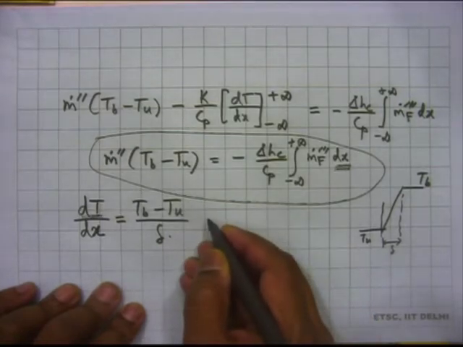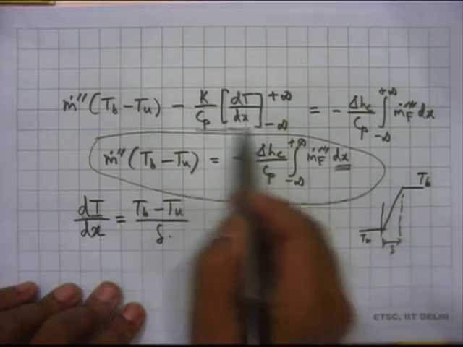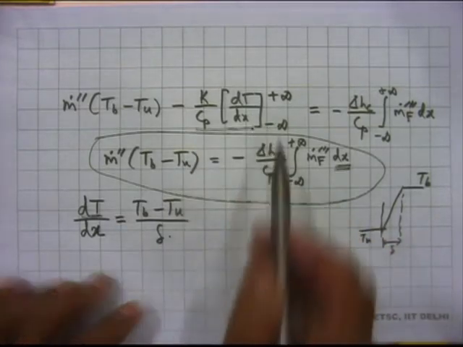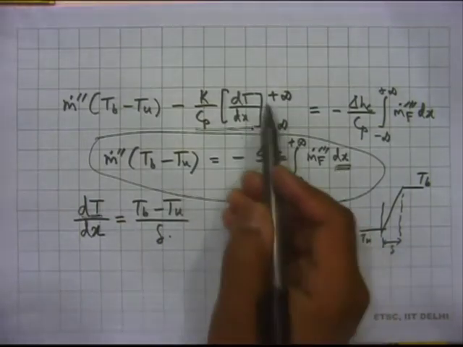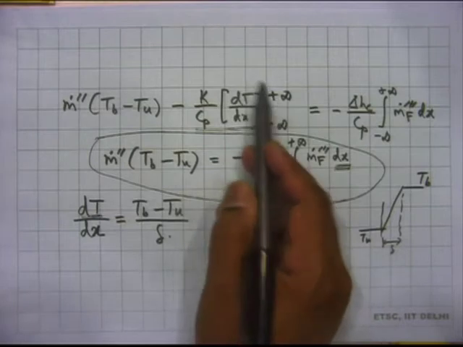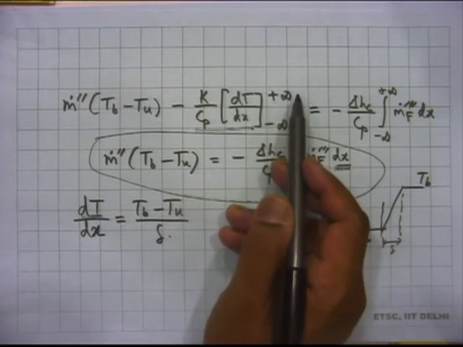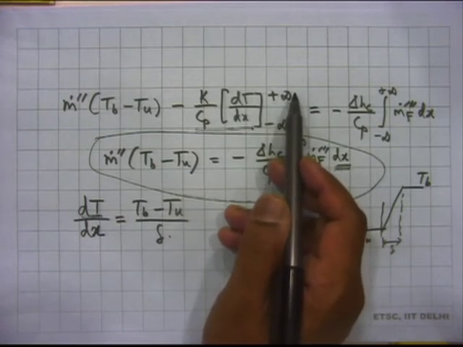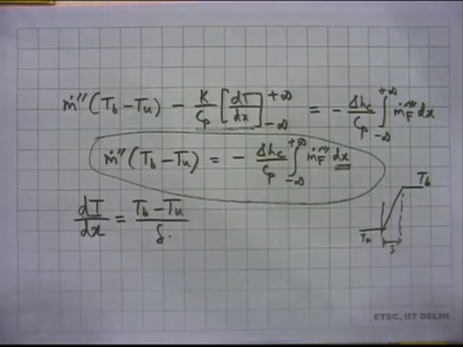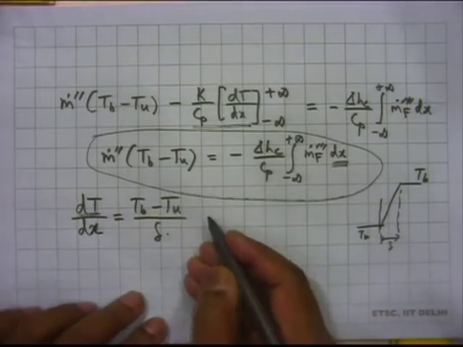Why does this middle term become 0, sir, in the first equation? This term, the second term, becomes 0 because this is dT/dx at plus infinity. This term is minus k by Cp times dT/dx at plus infinity minus dT/dx at minus infinity, and dT/dx at plus infinity is 0, dT/dx at minus infinity is also 0. So, we get this.